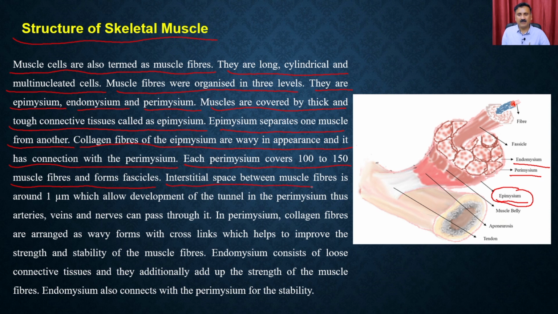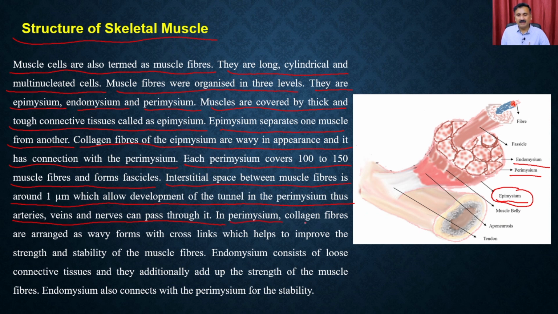Interstitial space between the muscle fibers is around 1 micrometer, which allows the development of tunnels in the perimysium. Thus, the arteries, veins and nerves can pass through. So, between these individual fascicles you have spaces, and these spaces are used by the arteries, veins and all other kinds of material, so that the muscle cells can get nutrition, oxygen and all other things.